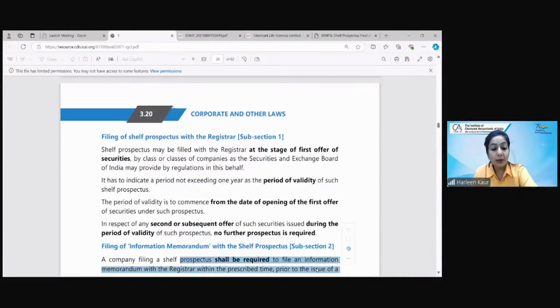Yes, children, I have asked you a question. I have highlighted over here. A company is coming up with a shelf prospectus and it has to file information memorandum. What is the time period when the company shall file the information memorandum with the ROC? Dilip has given the correct answer. Afsar, Rishita, Pranav, Tejaswin, Pallavi. What about others? 1 month prior to the fresh issue is the correct answer. So good. That means you're paying attention.